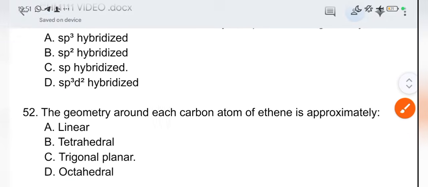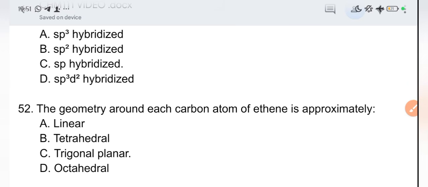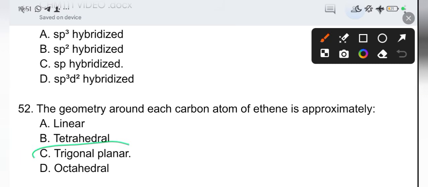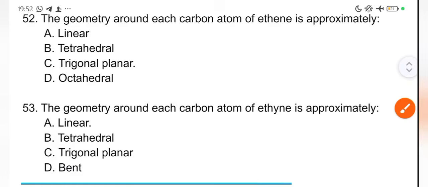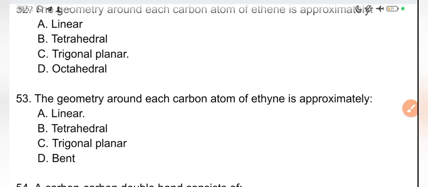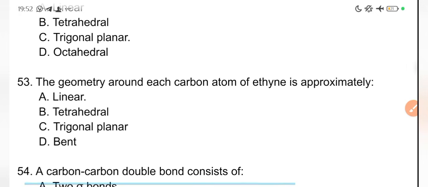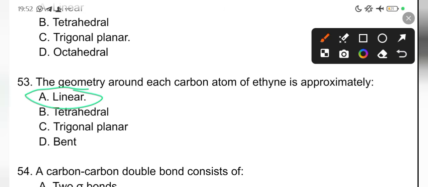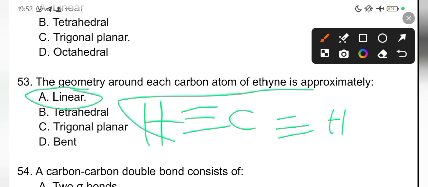52. The geometry around each carbon atom of ethene is approximately trigonal planar. You should also know the geometry for others. Very, very important. 53. The geometry around each carbon atom of ethyne is approximately linear. Ethyne. H, C, C, H. You can see it's straight, it is linear.